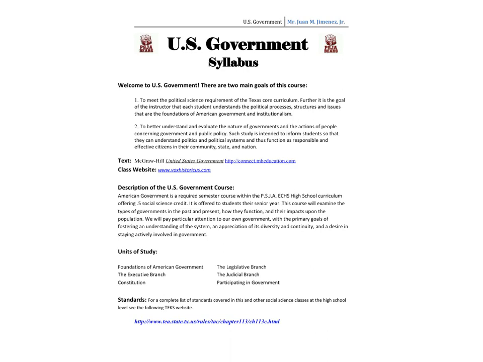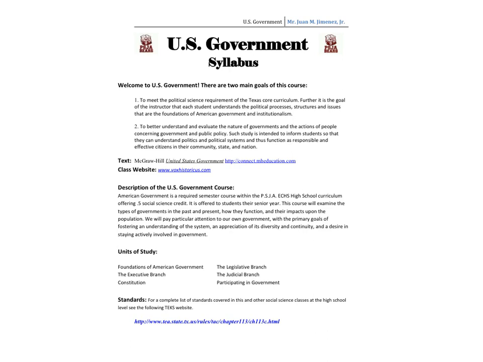The textbook we'll be using comes from McGraw-Hill and it is titled United States Government. It can be found on the connect.mheducation.com site. You can also find a link on our class website, www.voxhistoricus.com.